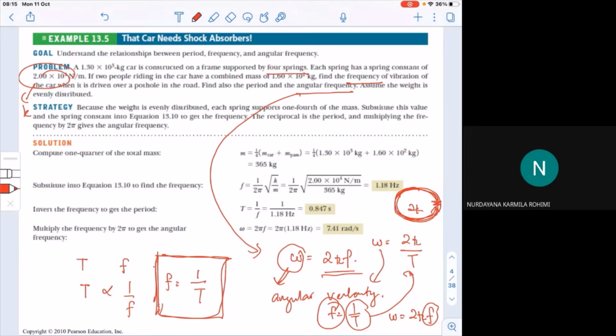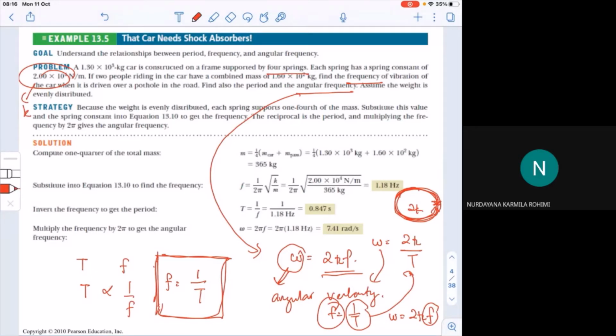Normally the angular frequency is just 2 pi f, which means 2 pi times the frequency. So how do we get the frequency first? Before this we have learned that omega is equivalent to 2 pi over the period. So how can we get the period?